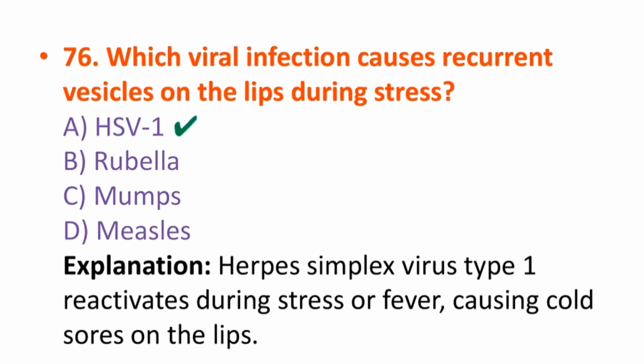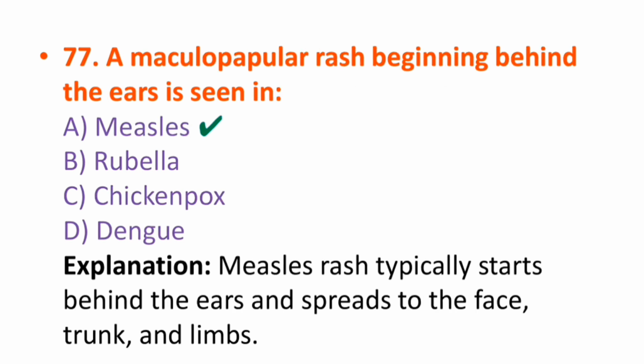Which viral infection causes recurrent vesicles on the lips during stress? Option A, HSV1; option B, rubella; option C, mumps; option D, measles. The correct answer is option A, HSV1. Herpes simplex virus type 1 reactivates during stress or fever, causing cold sores on the lip. HSV1 causes vesicles on the lips.